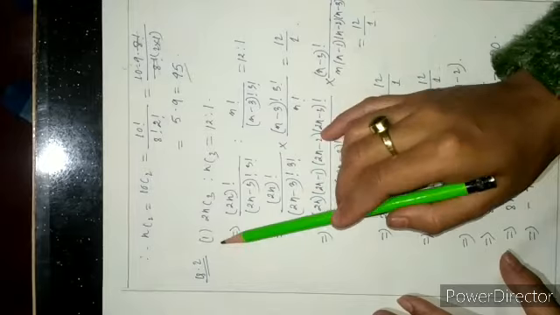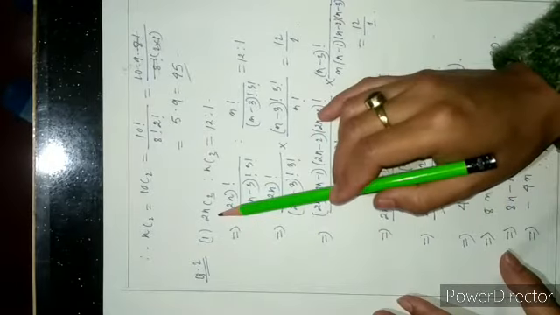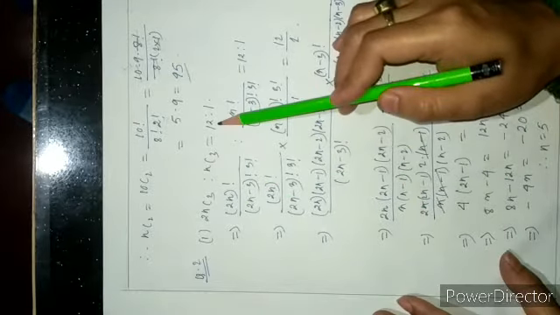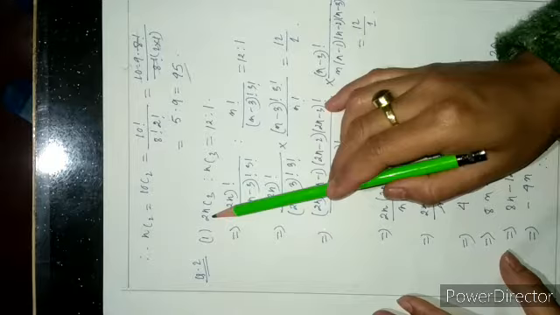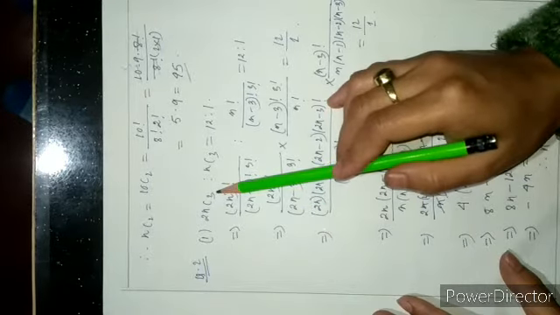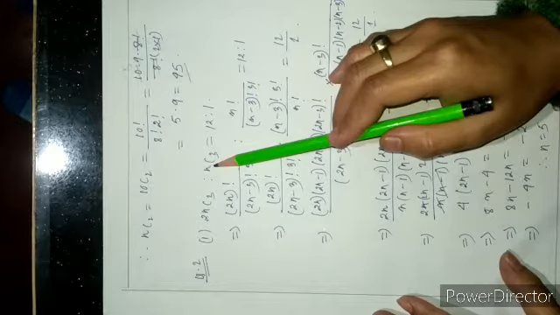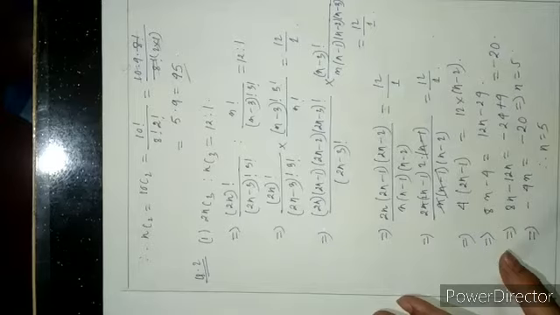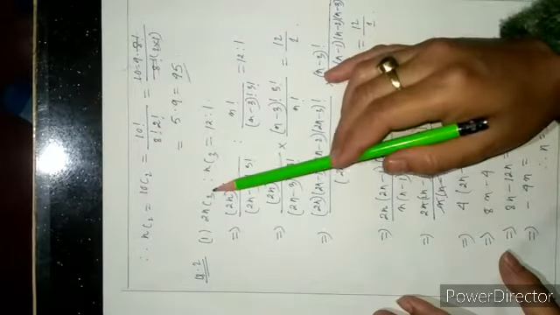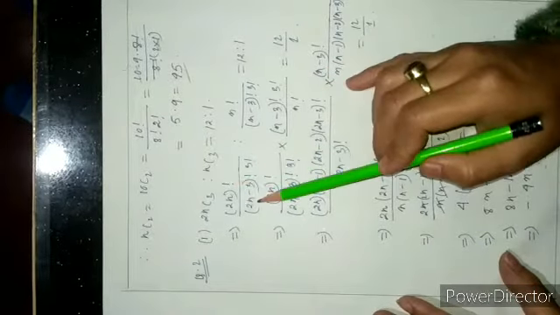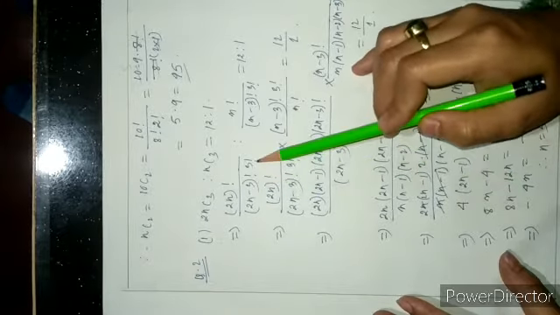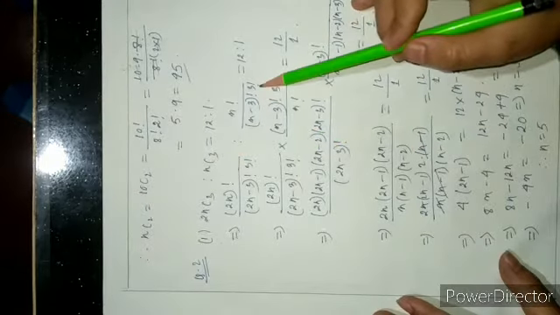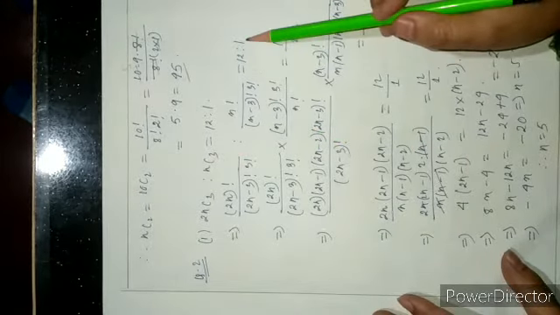Next question, question number 2. Find the value of n if it satisfies the condition: 2nC3 is to nC3 is equal to 12 is to 1. That is, the combination of 2n objects taken 3 at a time divided by the combination of n objects taken 3 at a time is equal to 12 is to 1. To find the value of n, the formula is 2n factorial divided by (2n minus 3) factorial times 3 factorial, is to n factorial divided by (n minus 3) factorial times 3 factorial, equal to 12 is to 1.